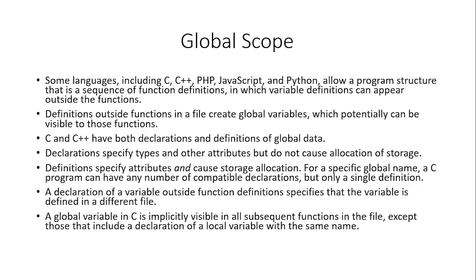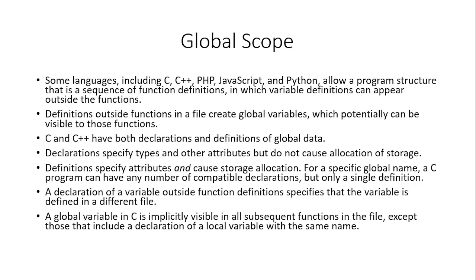Now we can define the global scope also. Some languages, including C, C++, PHP, JavaScript, and Python, allow a program structure that is a sequence of function definitions in which variable definitions can appear outside the functions. That is a global scope. Definitions outside functions in a file create global variables, which potentially can be visible to those functions.